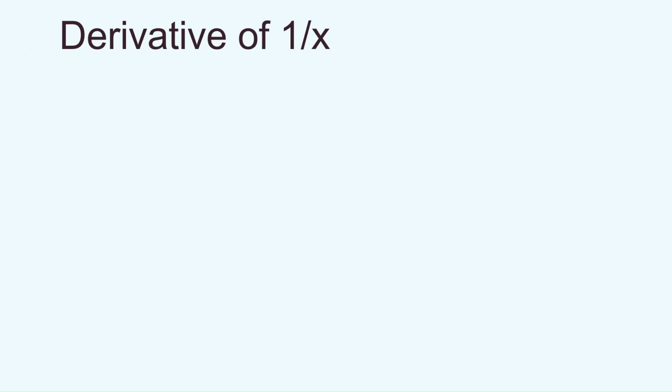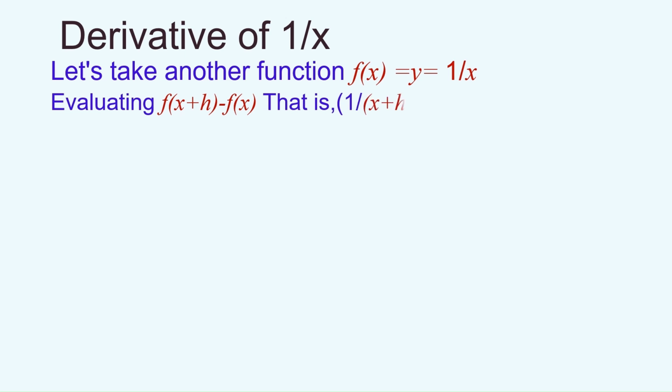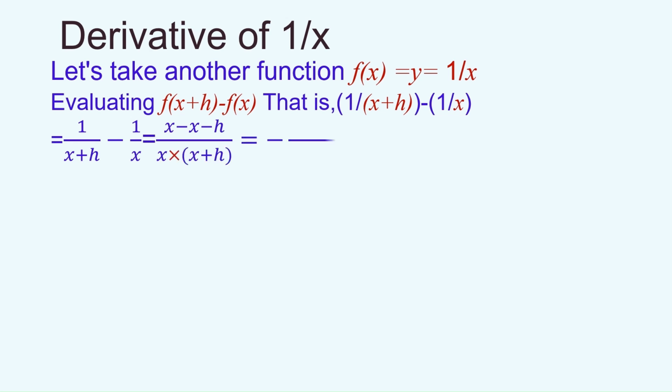Derivative of 1 divided by x. Let's take another function, f(x) = y = 1/x. Evaluating f(x+h) - f(x), that is 1/(x+h) - 1/x. Solving the fraction by the LCM method, equals (x - (x+h)) divided by x(x+h), equals minus h divided by x(x+h).